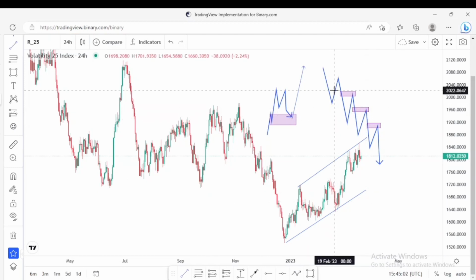Once price is giving you lower lows, lower highs, it's breaking lower structures. You must make sure that price breaks lower structure before you take trades on a supply zone or any demand zone.